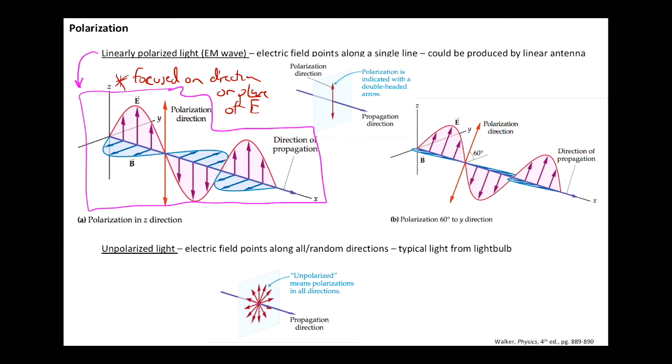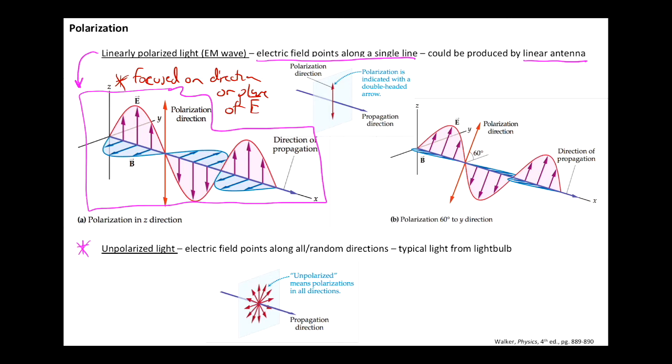Gives rise to what we would call a linearly polarized EM wave. The electric field is specifically along a single line or in a single plane. It's produced by what we might call a linear antenna, which was that apparatus we had producing EM waves in the last chapter. To contrast this, it's also possible to have unpolarized light.